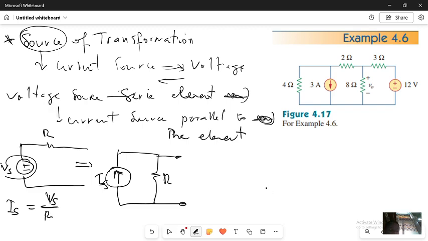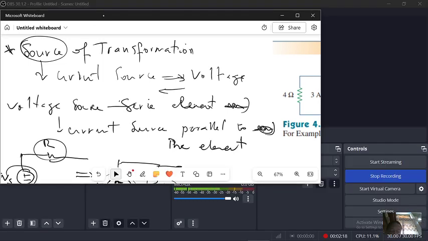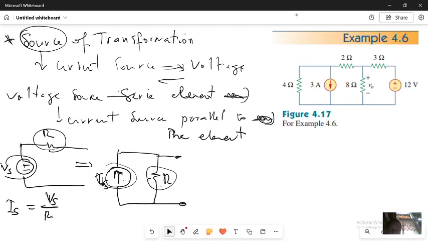So if I have a voltage source which is in series with a resistor, I can transform it to a current source in parallel with the same resistor. The current Is equals Vs divided by R. And vice versa: if I have a current source which is in parallel with the resistor, I can transform it to a voltage source in series with the resistor.